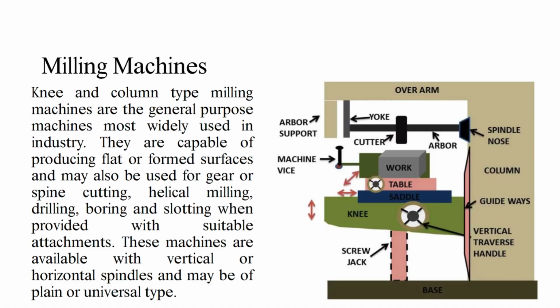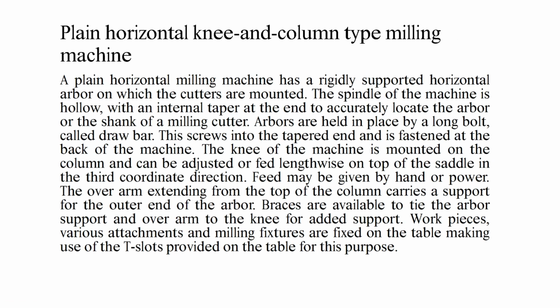Next, we explore a specific type, the plain horizontal knee and column type milling machine. A plain horizontal milling machine has a rigidly supported horizontal arbor on which the cutters are mounted. The spindle of the machine is hollow with an internal taper at the end to accurately locate the arbor or the shank of a milling cutter. Arbors are held in place by a long bolt called a drawbar. This screws into the tapered end and is fastened at the back of the machine.